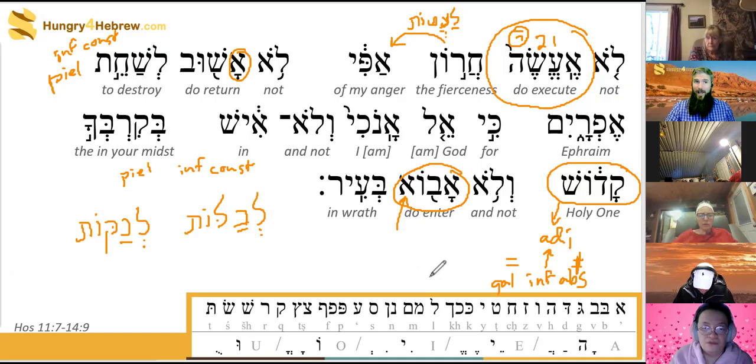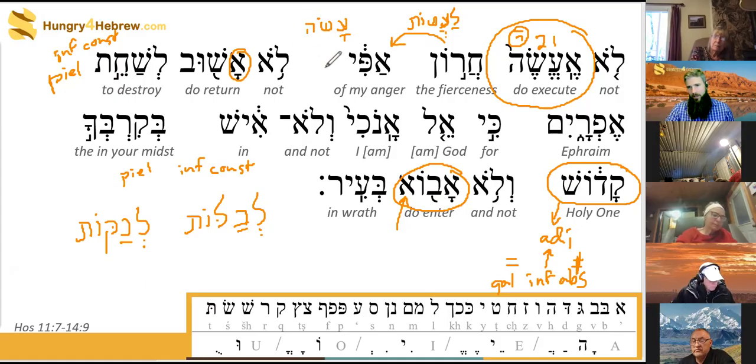Does the infinitive absolute end in ot? No. What would be the infinitive absolute of asa? Asot. So yes, it would. It would be aso, and it'll put a hey on the end, but that's a mater letter. It's not the root. Maybe it should have been originally asoy or something like that, but the yod was hard to pronounce, so it just became aso. Okay.